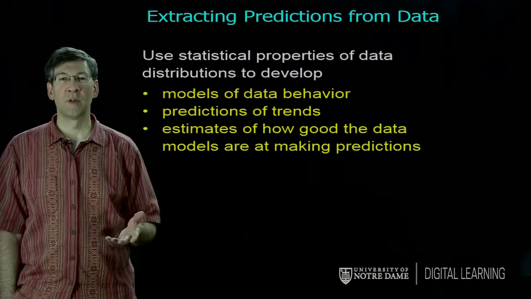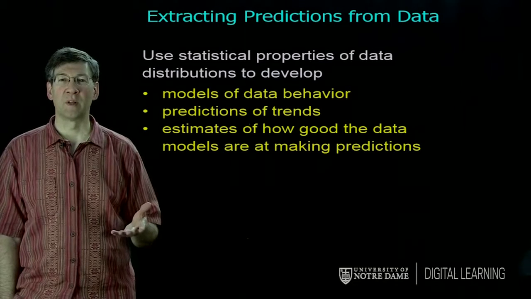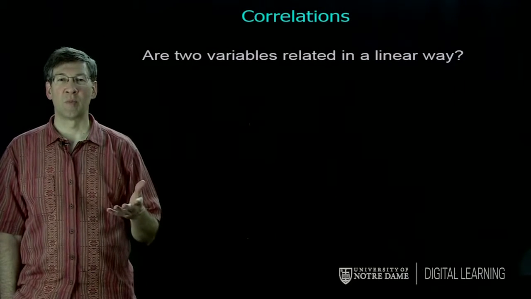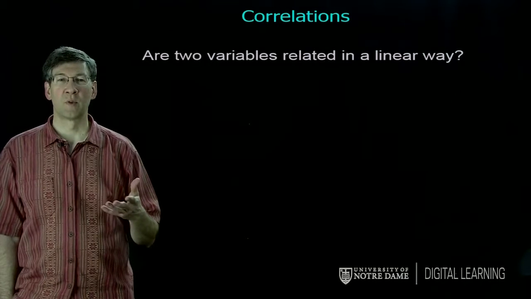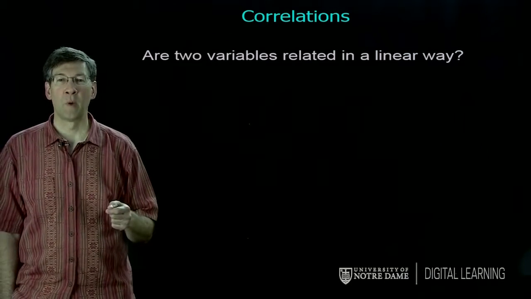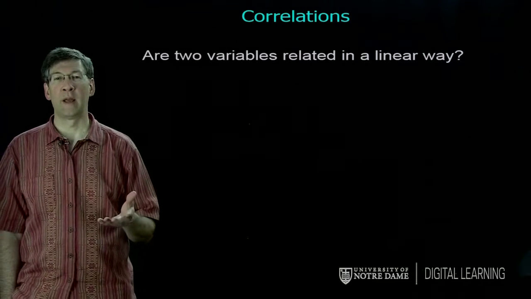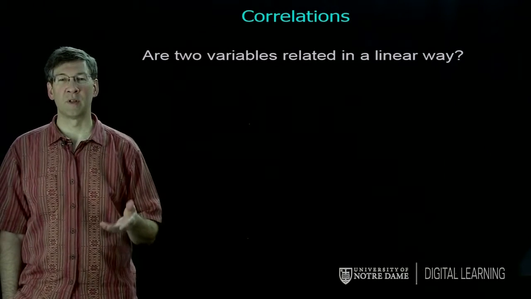So in order to do this, let's start very basically and talk about a very simple relationship between data. This is referred to as correlations. And we could say, are two variables related in a linear way? I'll explain what I mean by that, but this is a very simple idea.